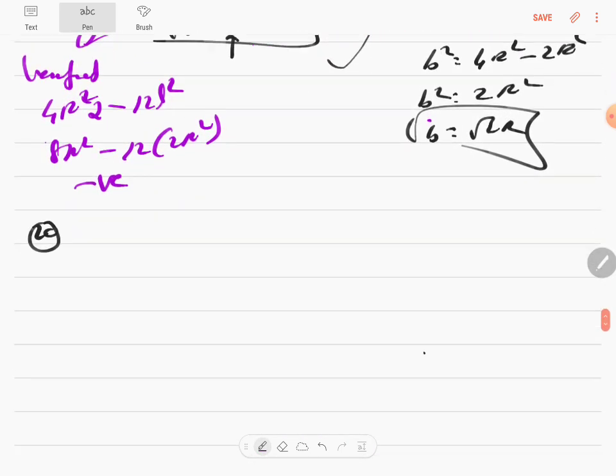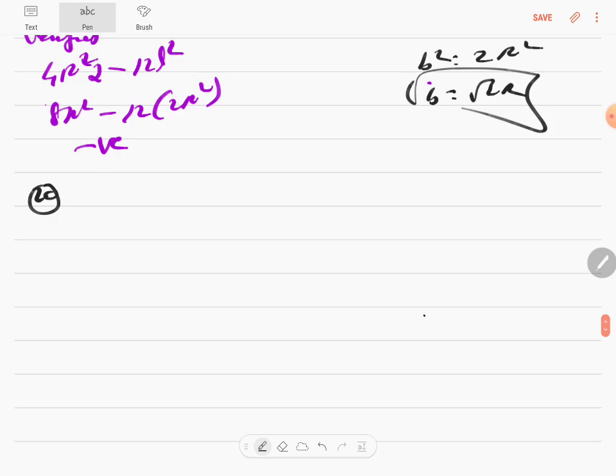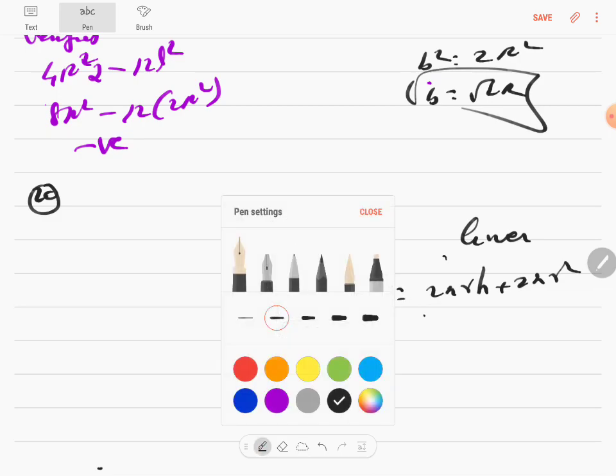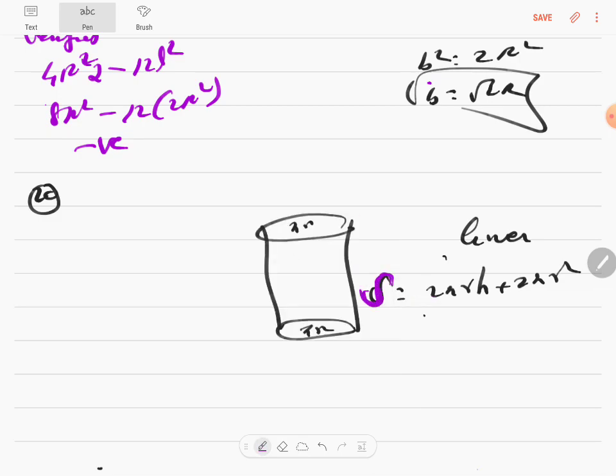Show that the right circular cylinder of given surface area and maximum volume is such that its height is equal to the diameter. Never read only part of the question; read the full question. What is given? Given the surface area of a right circular cylinder. What is the surface area of a cylinder? Cylinder is like this. Curved surface is 2 pi r h. Here pi r square, here pi r square. So 2 pi r h plus 2 pi r square is the total surface area, and what is given is the total surface area. S is given.